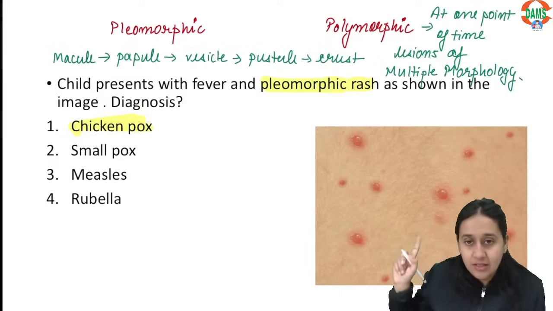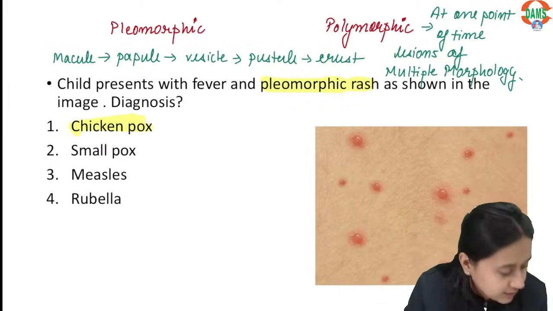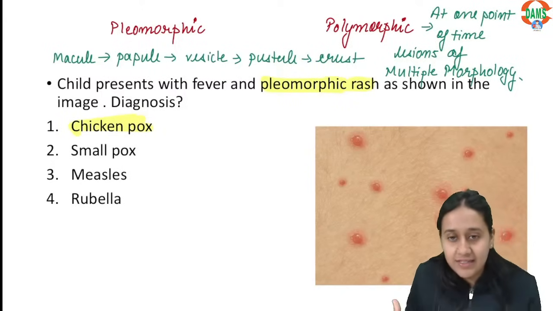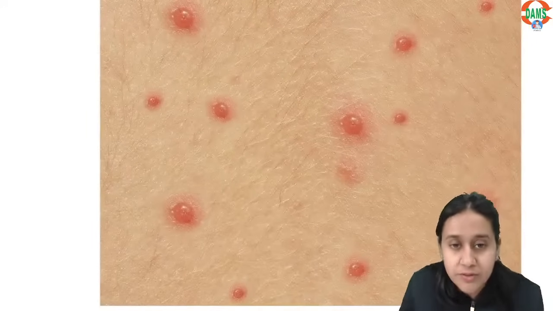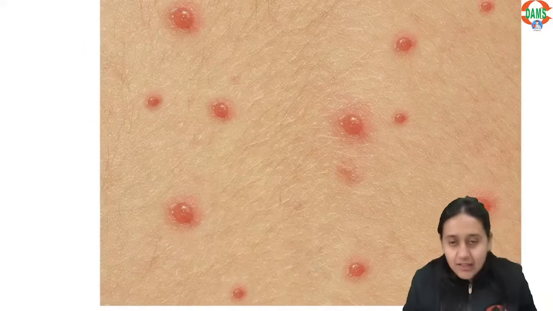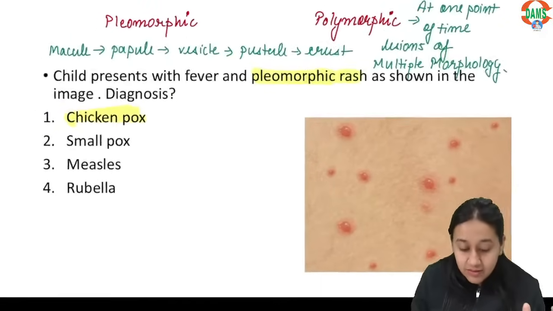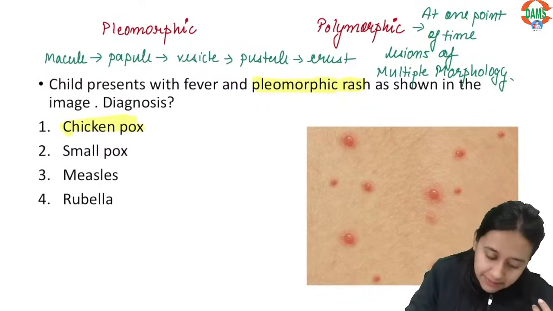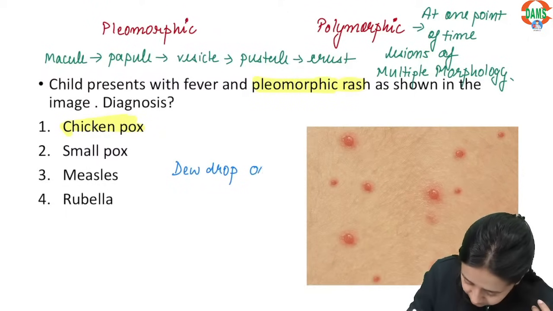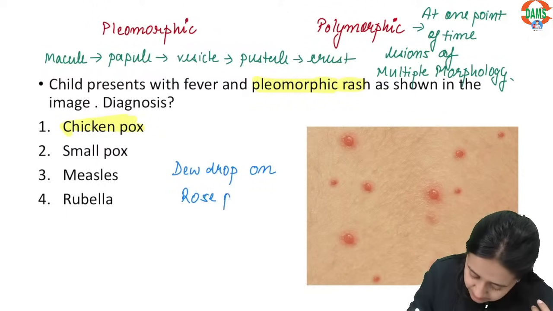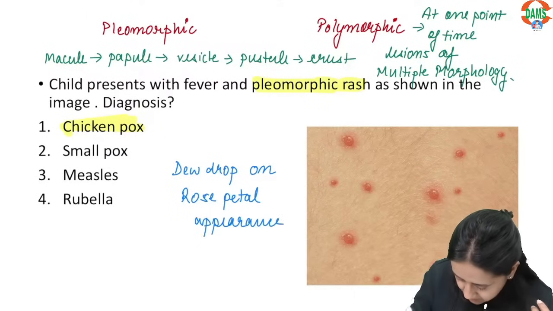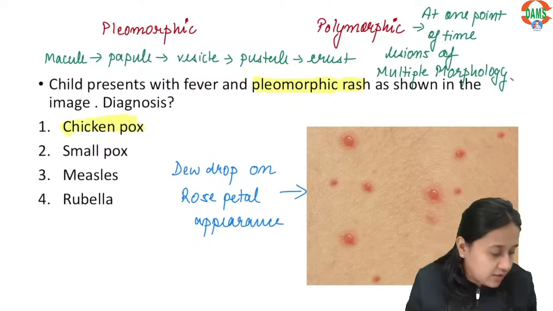And can you tell me what this image shows? Anyone? What is this appearance known as? I can zoom it for you. You can see some vesicles. You can see redness surrounding these vesicles. What do you call it? We have a very dramatic name given to this. This is known as dewdrop on rose petal. You have the dewdrop on rose petal appearance.